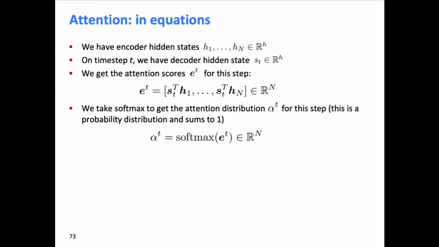Next, you take softmax over these scores to get the attention distribution that sums up to 1, and we call that alpha.